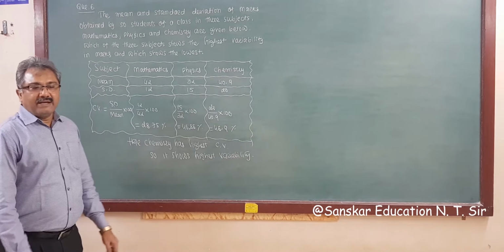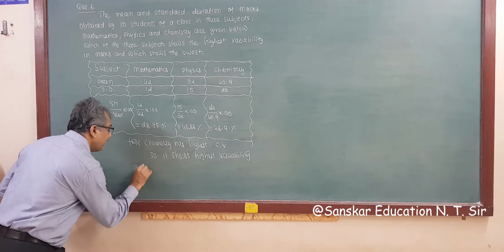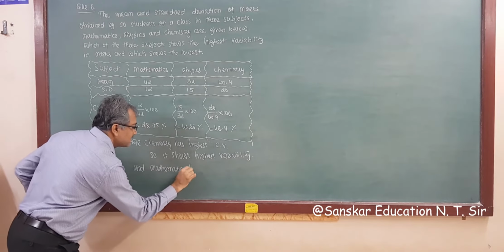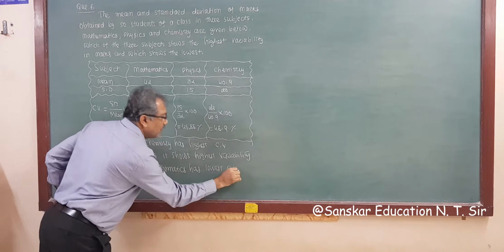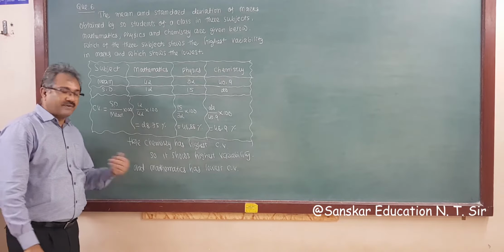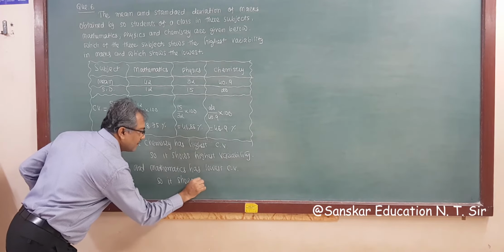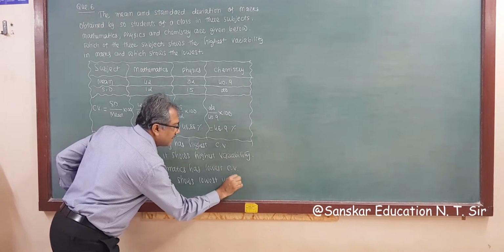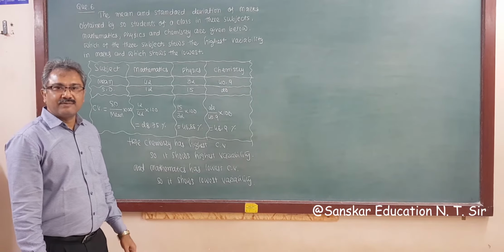And mathematics has the lowest CV. So mathematics shows the lowest variability. So it's a very easy example, okay?